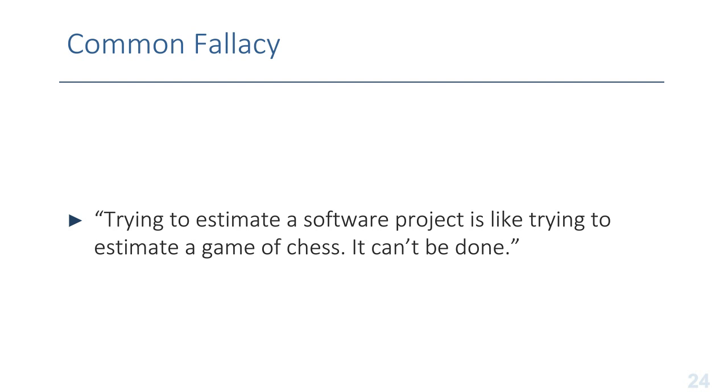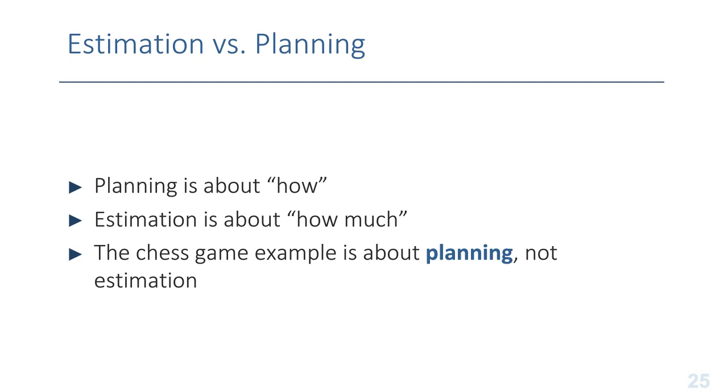And so the basic argument goes something like this, that trying to estimate a software project is like trying to estimate a game of chess. It can't be done. And if you don't think about it very hard, there's a certain intuitive appeal to that line of reasoning. Oh yeah, how would I estimate a game of chess? But really what we're doing when we make this claim is we're confusing estimation and planning.